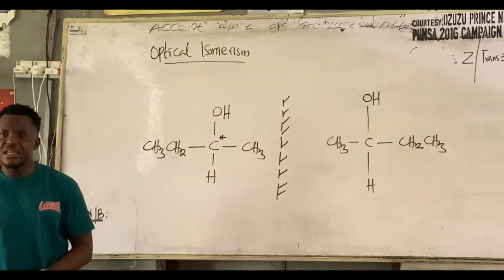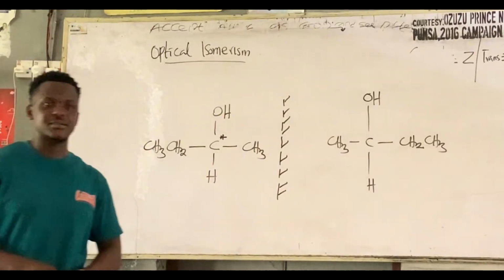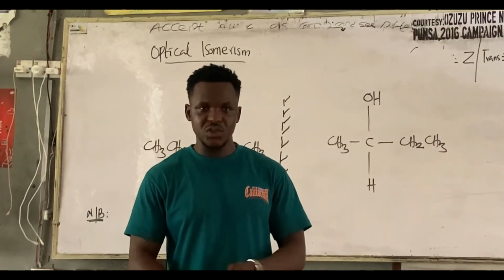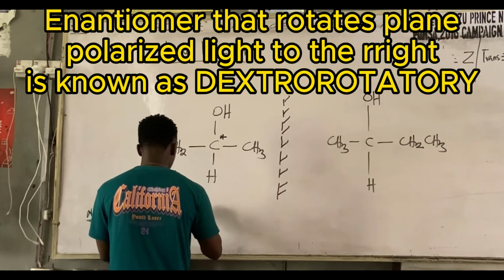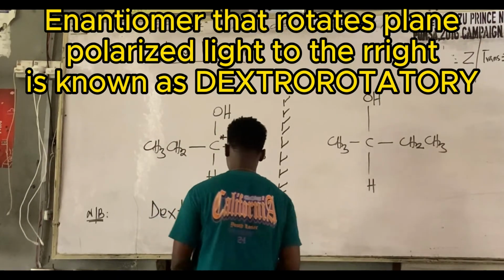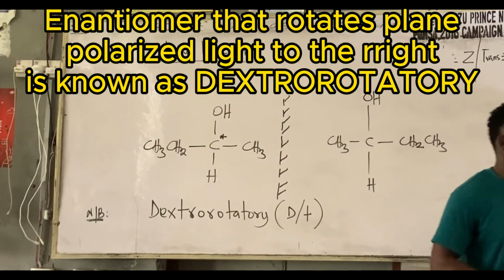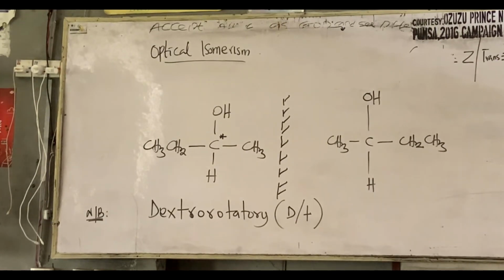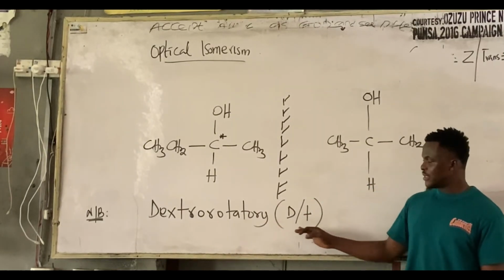Note, an enantiomer that rotates plane polarized light to the right is known as dextrorotatory, which has a symbol of D or a symbol of plus.